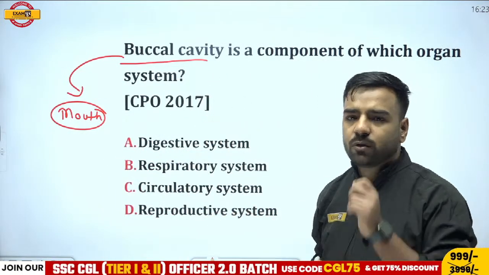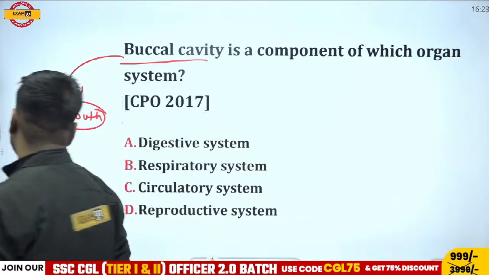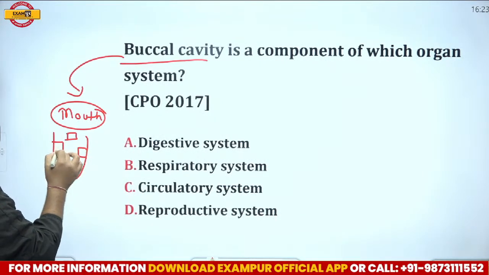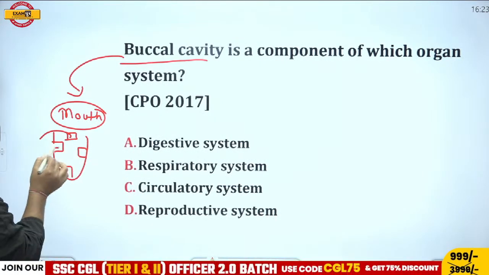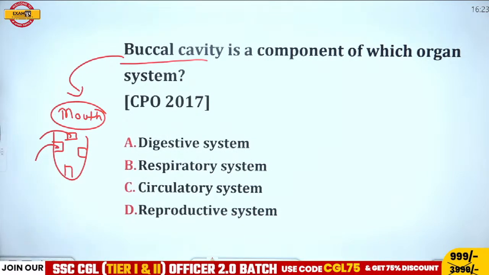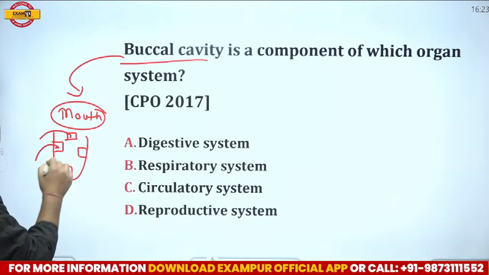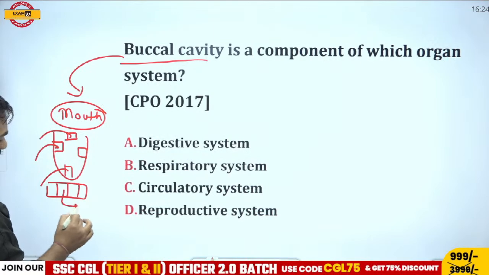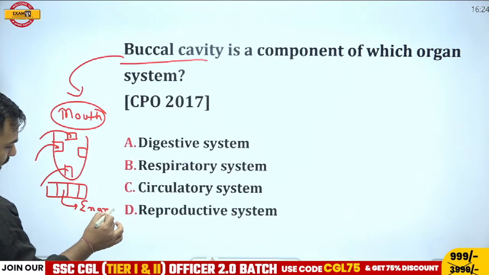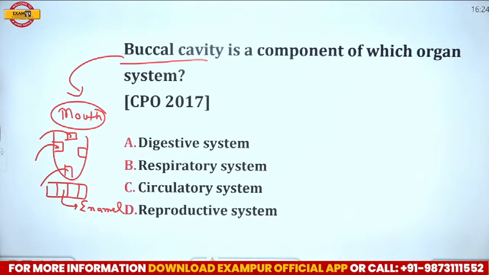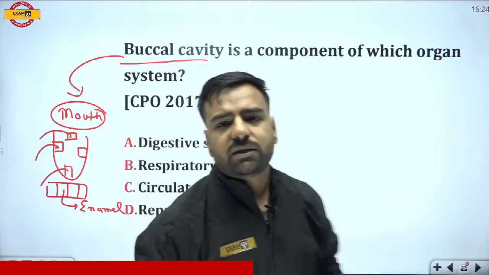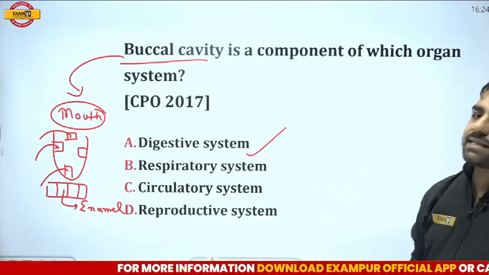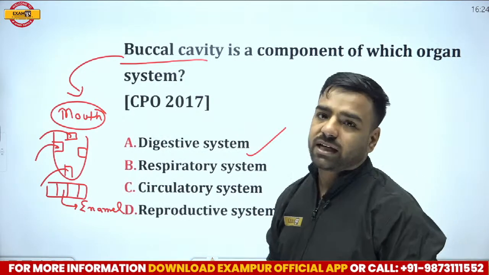And if we go into detail, please remember, the tongue also has several parts, where one part tells us something is bitter in taste, one part tells us it is sour in taste, one part tells us it is sweet in taste. So all these things, the tongue, then your teeth, which have the covering of enamel, and the salivary gland, from where saliva is generated, are all there in the buccal cavity. Obviously, these things are present in the digestive system. So digestive system is going to be the correct answer over here.